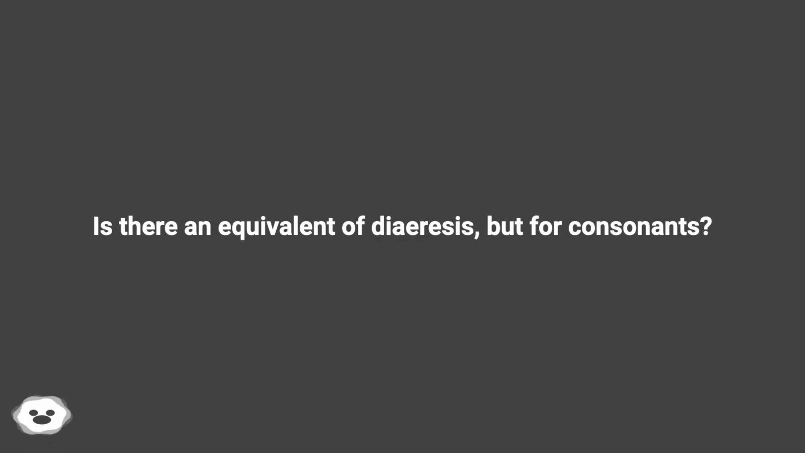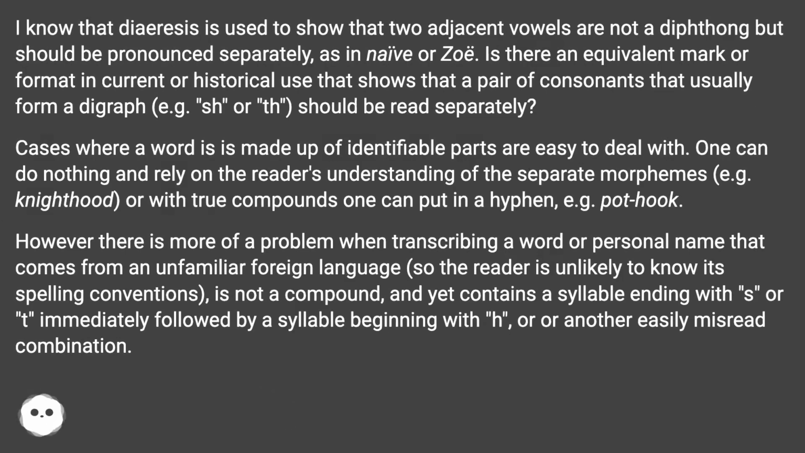Is there an equivalent of diaeresis, but for consonants? I know that diaeresis is used to show that two adjacent vowels are not a diphthong but should be pronounced separately, as in naive or Zoe. Is there an equivalent mark or format in current or historical use that shows that a pair of consonants that usually form a digraph, e.g., sh or th, should be read separately?